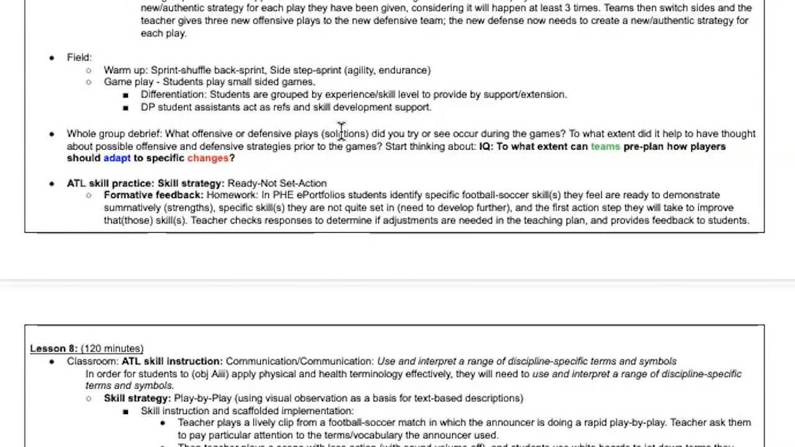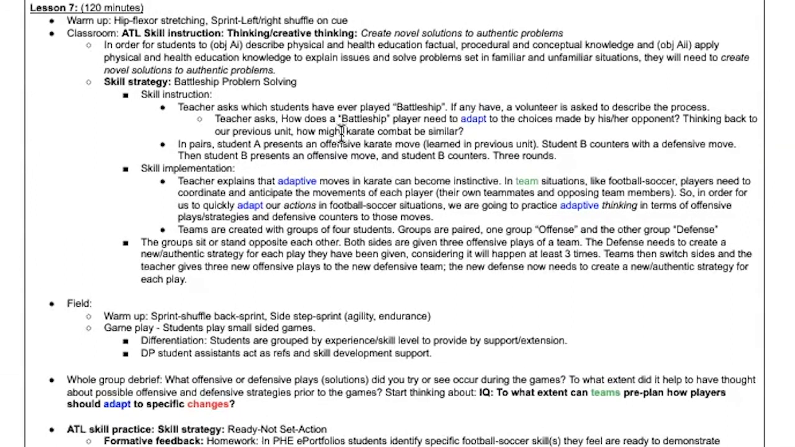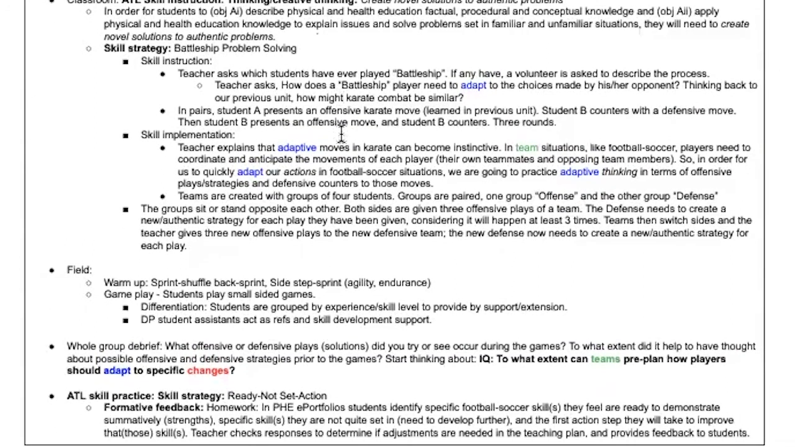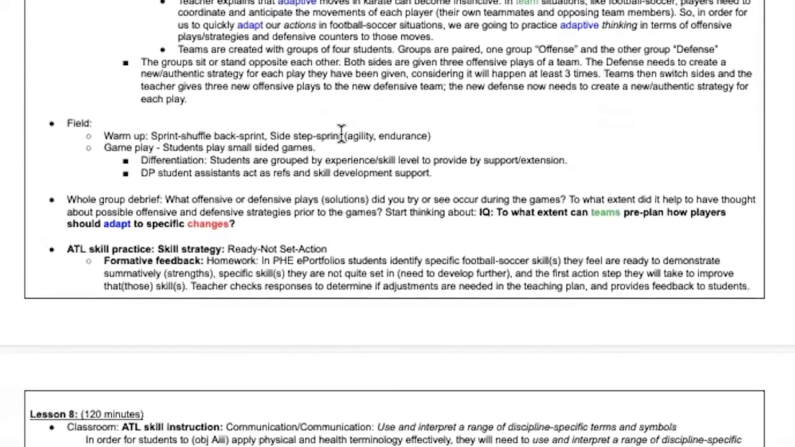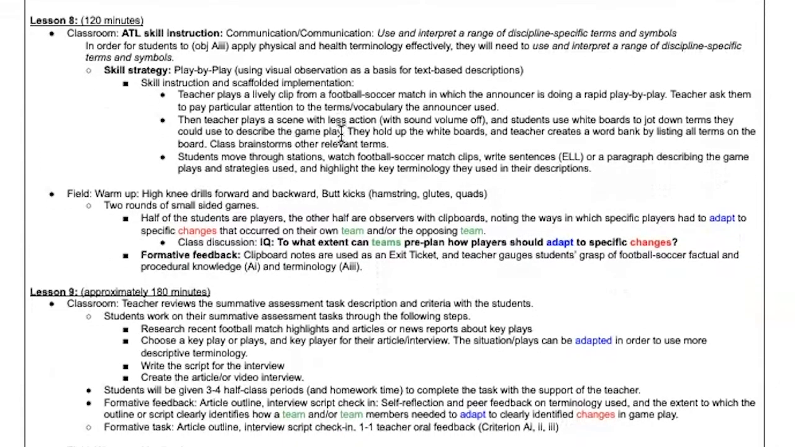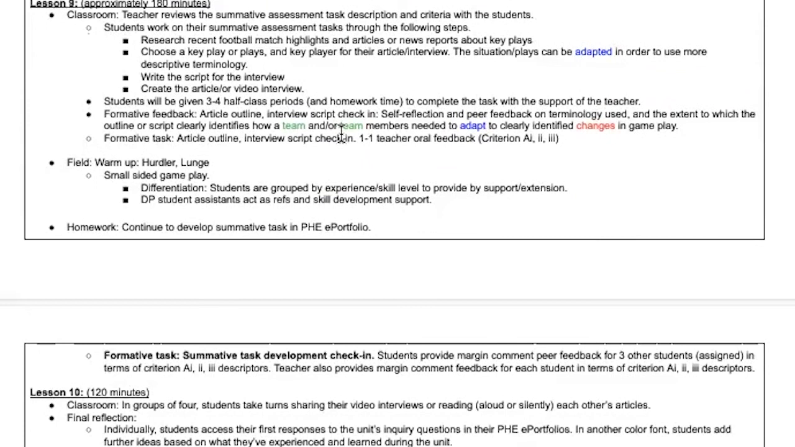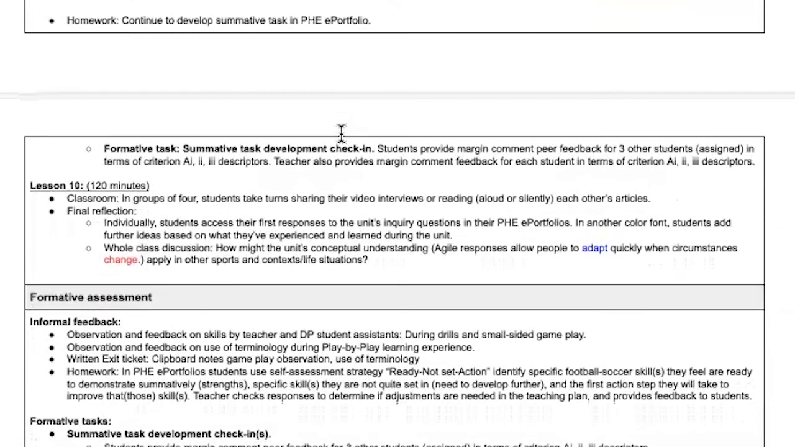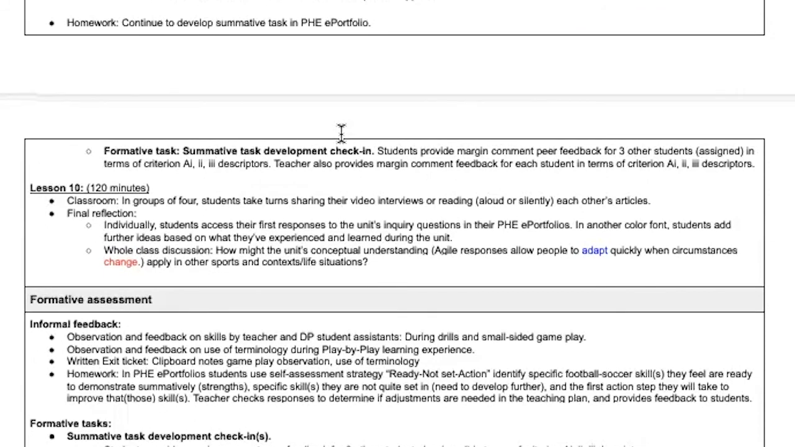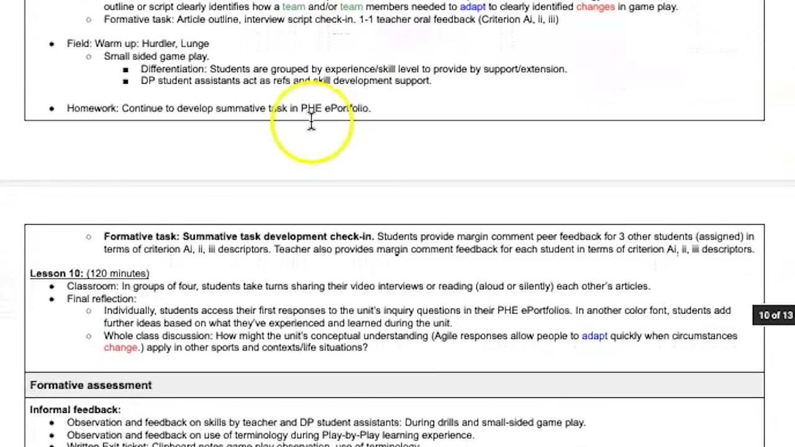So in this case, it looks like they practice the approaches to learning skill strategies multiple times in different settings so that they're really getting practice and feedback in those approaches to learning skills. All right. I did want to point out that it does show where they are doing their summative task and how they are doing a final unit reflection.